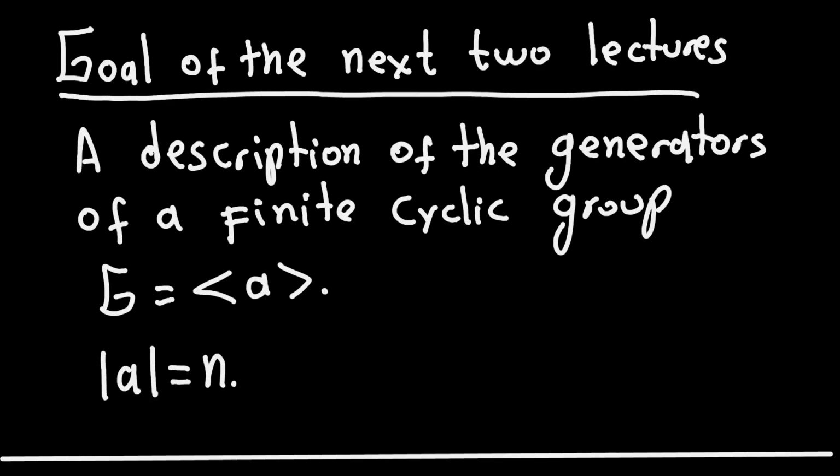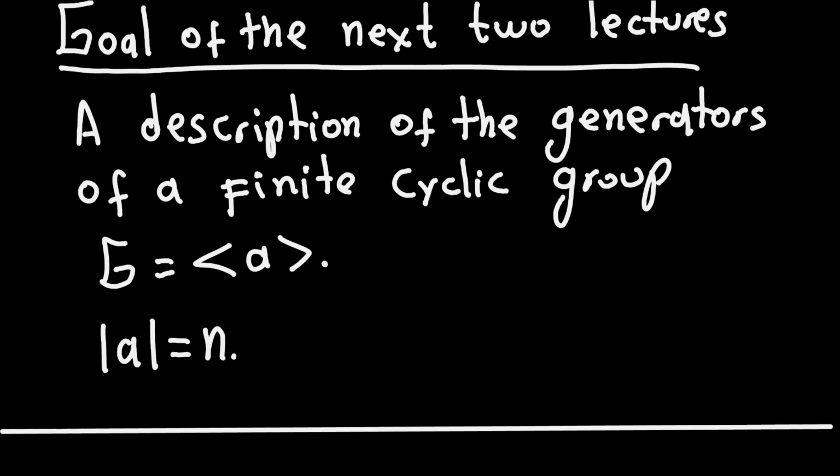The goal of the next couple of lectures will be a description of the generators of a cyclic group. So assuming that the group G has a generator A, we want to have a description of all the generators of this group that is generated only by one element A. The generators will be related to the single generator A here. We're going to assume that this is finite order, so this description will be for the generators of cyclic groups that have finite order n for some natural number n.